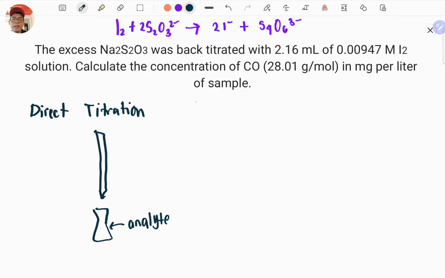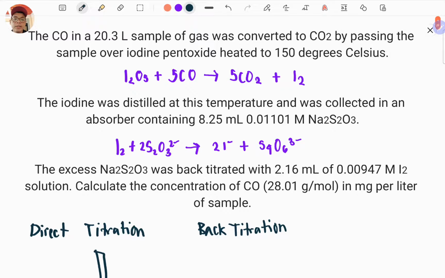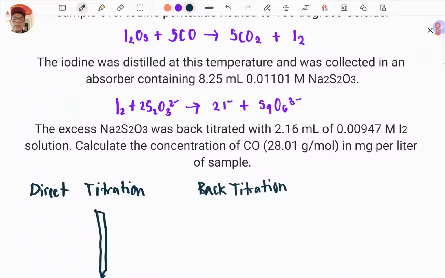But in this case, we're doing a back titration. Although our analyte is carbon monoxide, we had to convert it into iodine, and the iodine, since it was a gas, had to be captured by thiosulfate. So from here alone, you could imagine the steps of stoichiometric conversions we have to go through to get back into carbon monoxide.